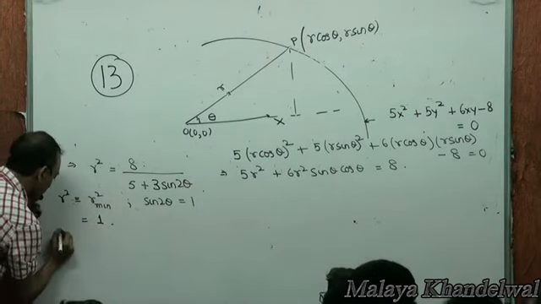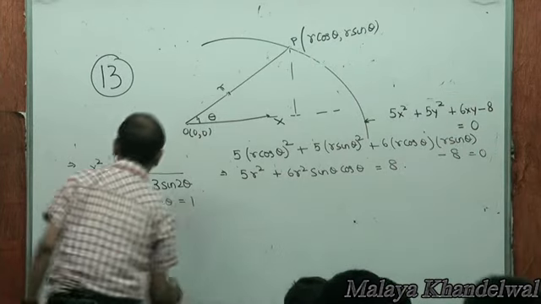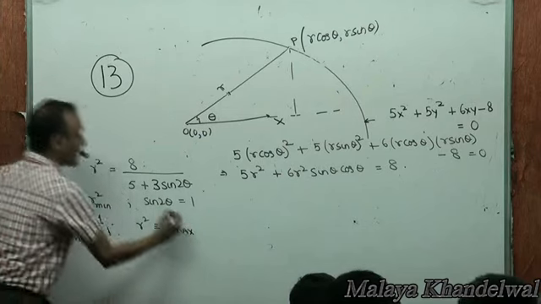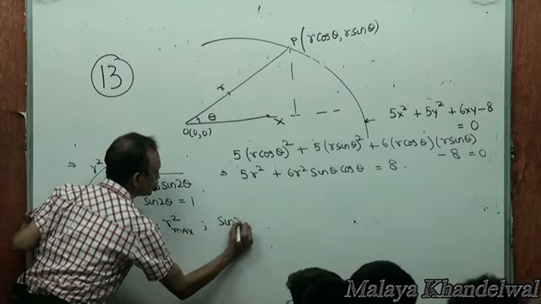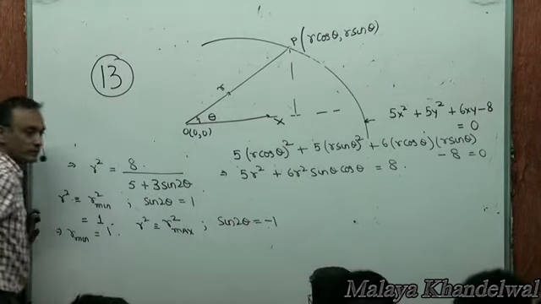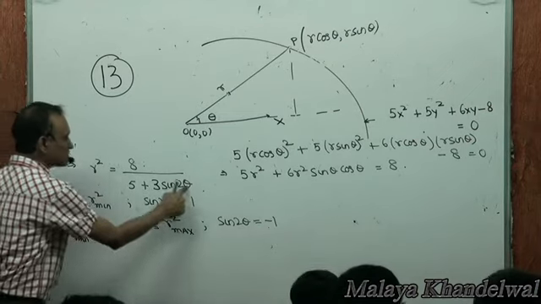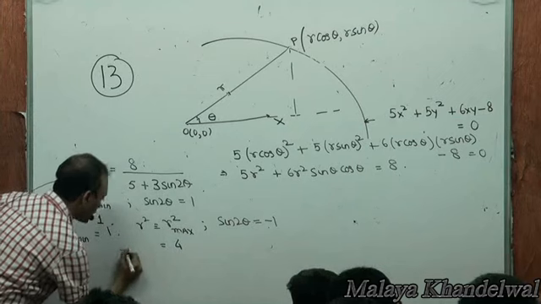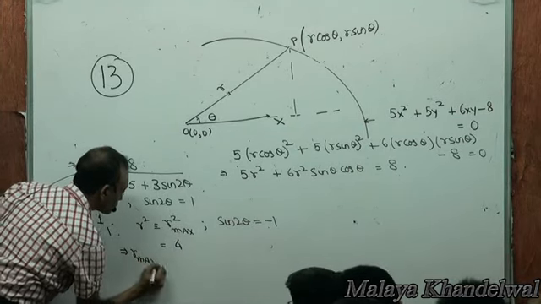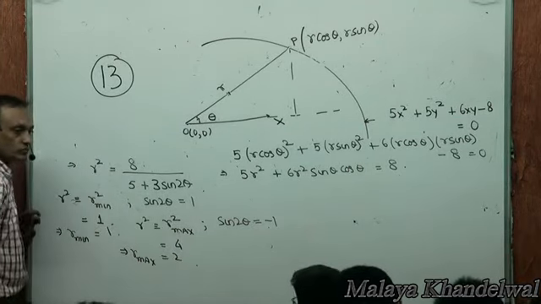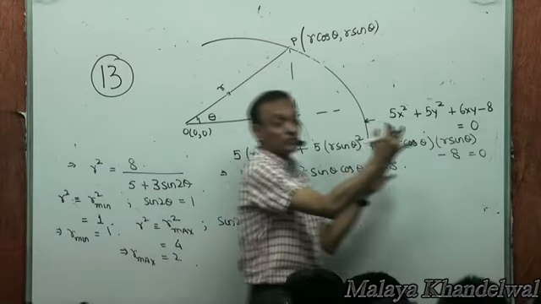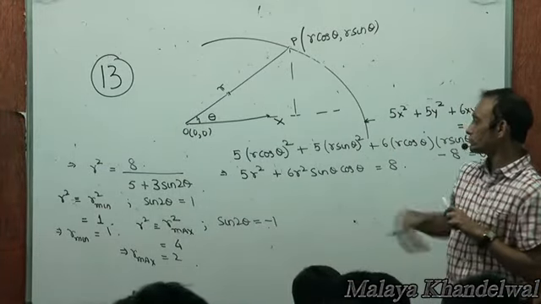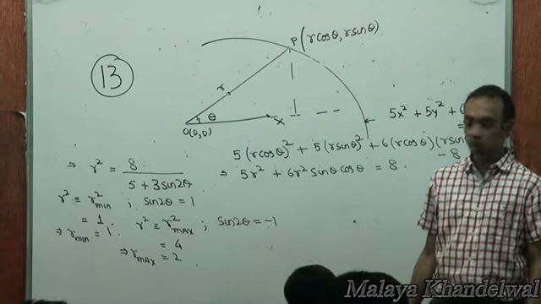Yes or no? Now, r squared would be maximum when sin 2 theta is minimum. Sin 2 theta is minus 1. If you plug in sin 2 theta as minus 1, 8 divided by 5 minus 3, 2, which is 4. So r max would be 2. So minimum distance would be 1 unit from the origin, and maximum distance would be 2 units.